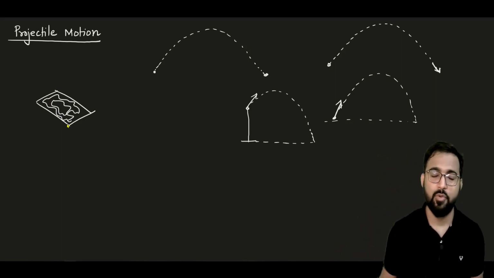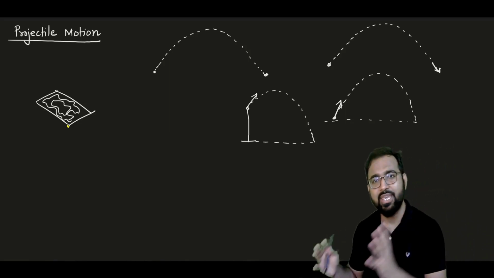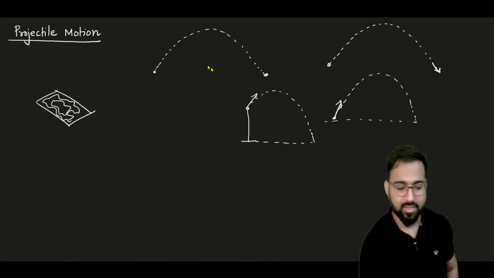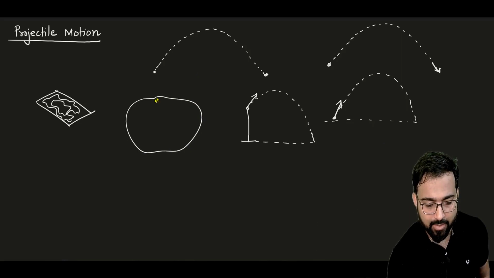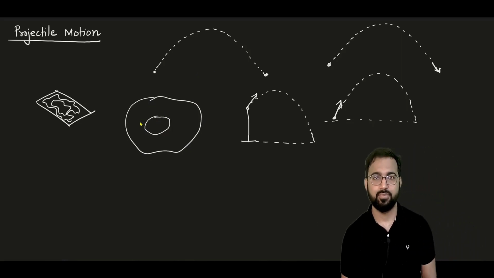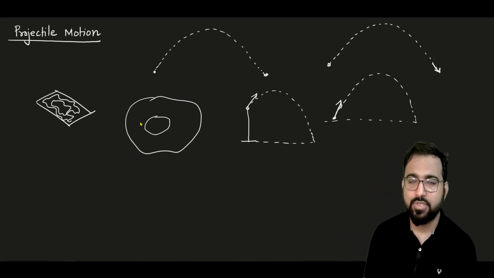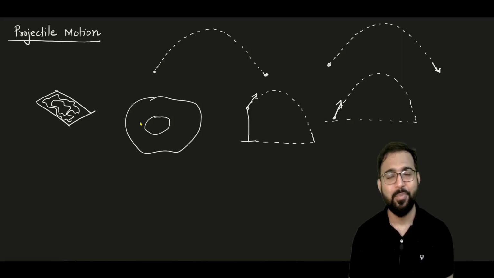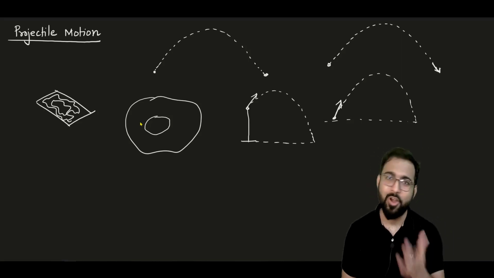Keep this in mind. What is projectile motion? A special case of 2D motion, right? If this is 2D motion, its special case would be projectile motion. So can I say that all projectile motions are 2D motions, but all 2D motions are not projectile motions?